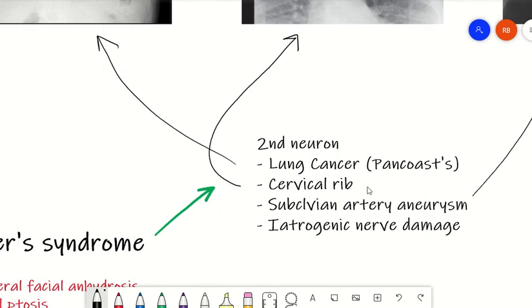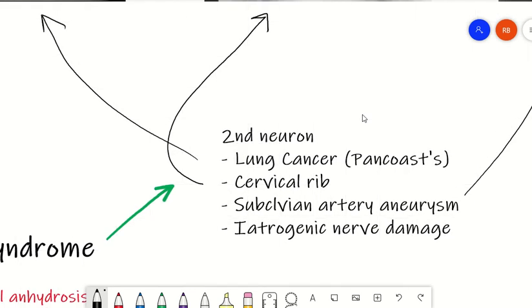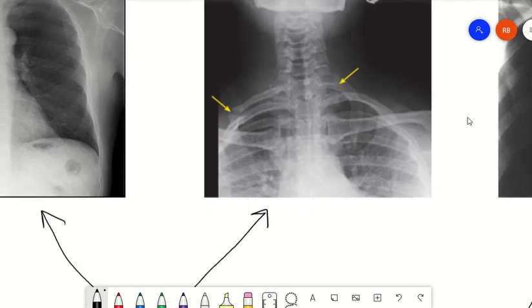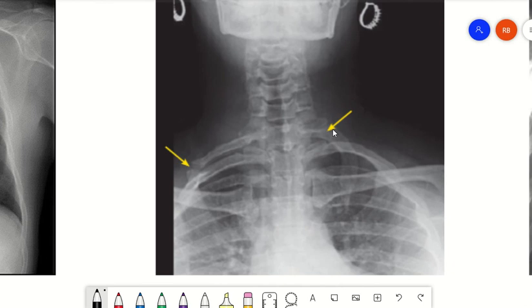What have we got next? We've got cervical rib. Cervical rib we classically see in young women who've got a congenital abnormality, an extra rib on one side. You can see here from this X-ray, it looks quite obvious. On the left, they've got a cervical rib.